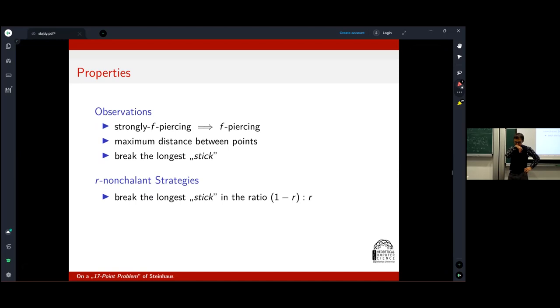Anyway, so it's a nice break, maybe from the talk. We can discuss a strategy that just takes the longest stick and breaks it in some fixed ratio. So what would be a nice ratio? I'd say golden. Golden is not that bad, but it's not the best either.